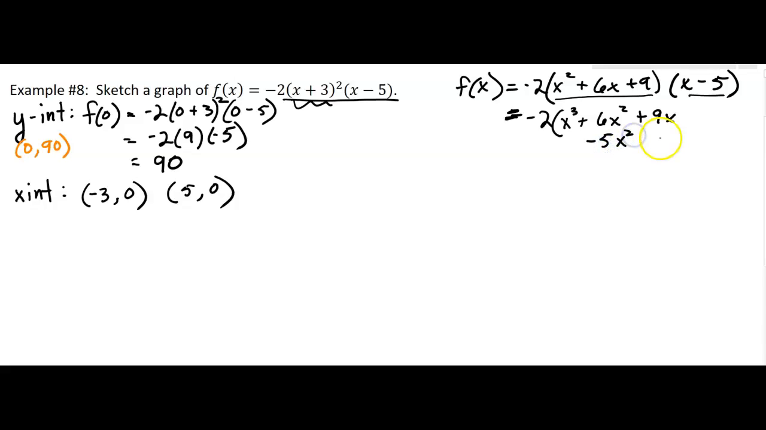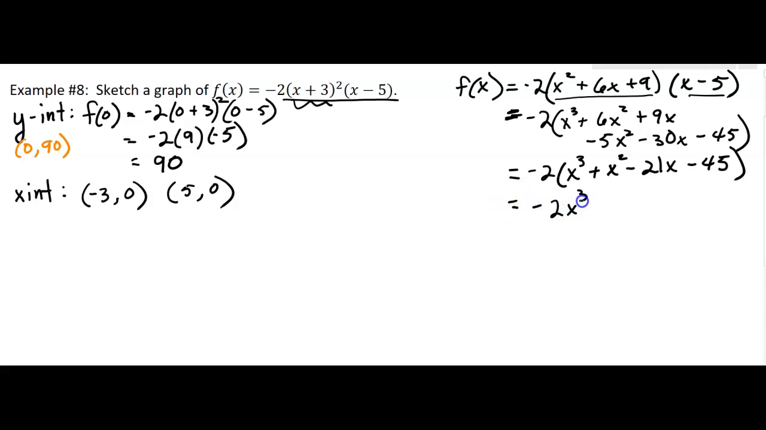This is one way to do it. A minus 30x, and a minus 45. So then I get negative 2 times x cubed plus x squared minus 21x minus 45. Okay, if I were to distribute, negative 2x cubed minus 2x squared plus 42x plus 90. Kind of nice to see that 90, right? Okay, now that would be f of x in the general form that we've talked about in the past.